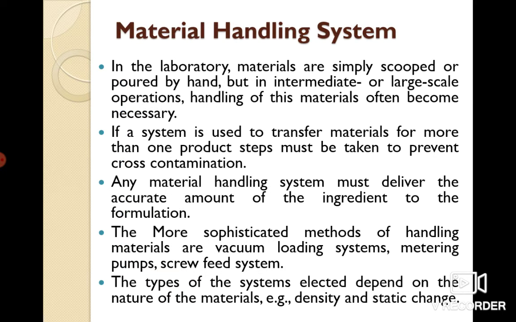In case of material handling, the more sophisticated methods of handling material are vacuum loading systems, metering pumps, and screw feed systems. These are very important systems which help in handling large-scale raw materials. These types of systems are selected depending upon the nature of the material, for example the density and the static charges.